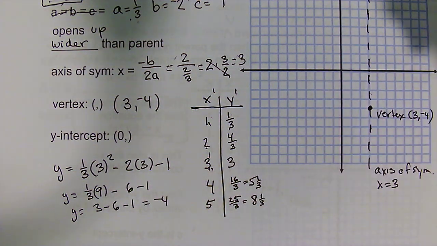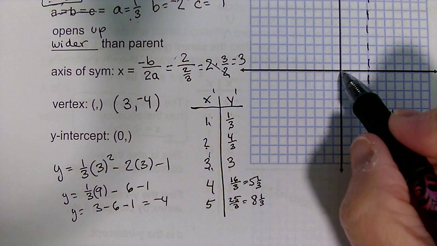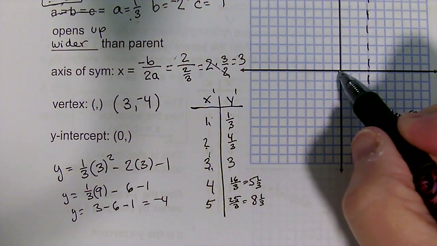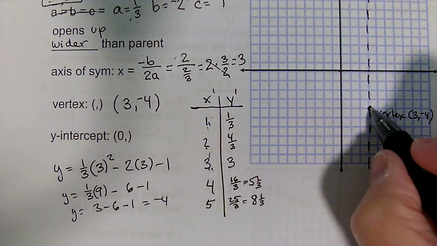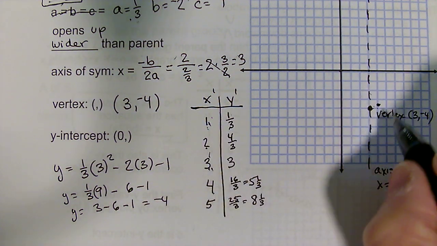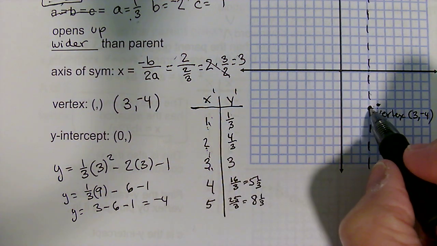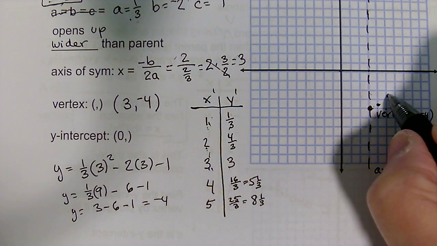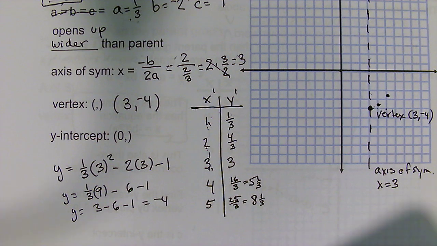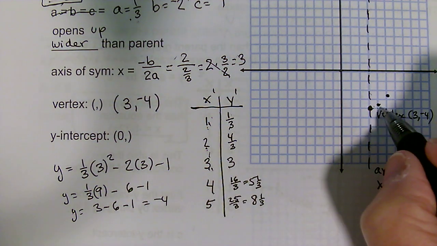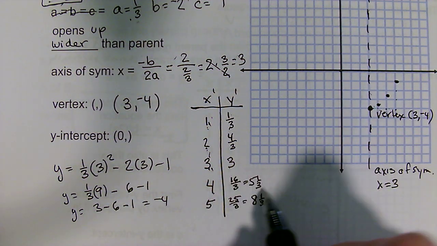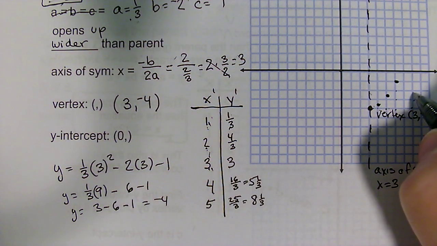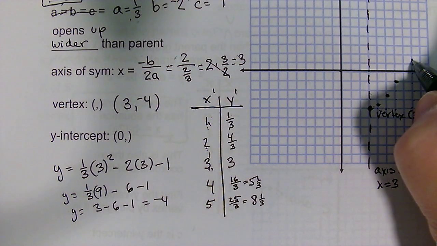Now, because I'm ignoring everything except the ax squared, instead of counting these coordinates from the origin, I'm going to count them from the vertex. So this tells me from the vertex, go right 1 and up 1/3. From the vertex, go right 2 and up 1 1/3. From the vertex, go right 3 and up 3. From the vertex, go to the right 4 and up 5 1/3.